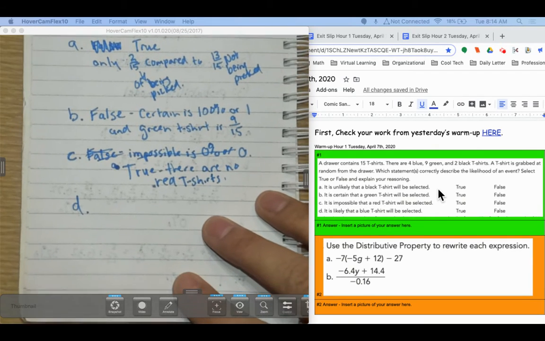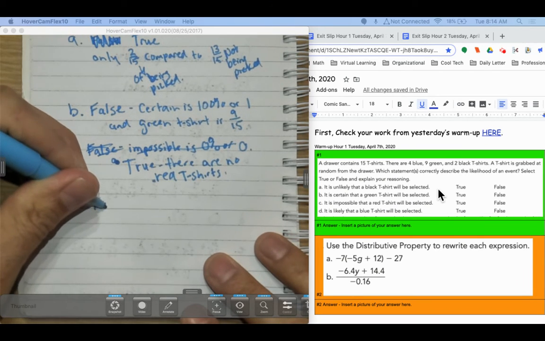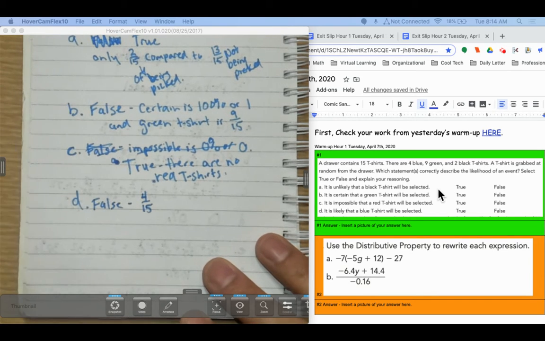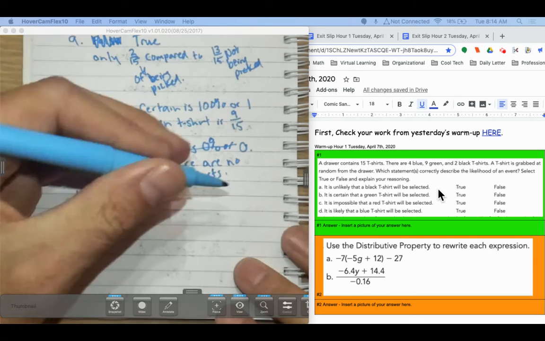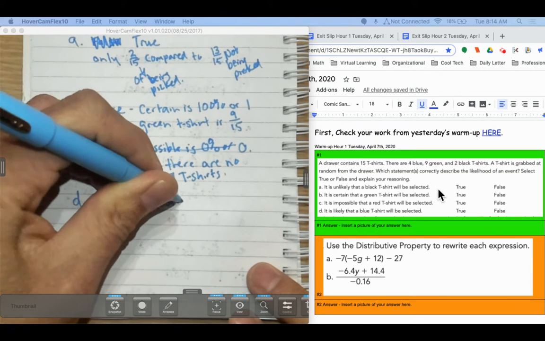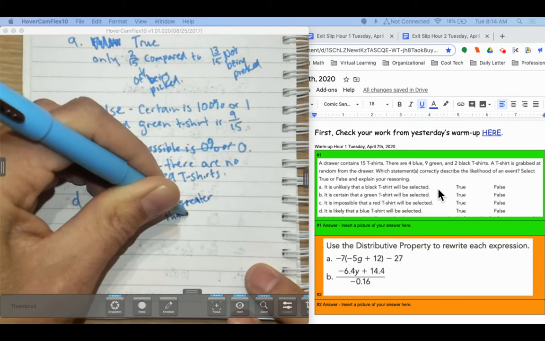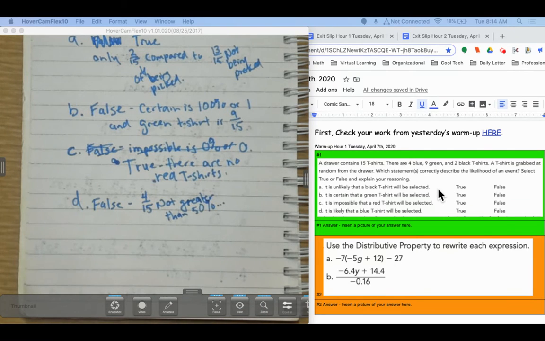D. Can you tell it's early for me? It is likely that a blue t-shirt will be selected. I'd say false. So it's 4 out of 15, which isn't likely. Likely, I'd like to say, is greater than 50%. So not greater than 50%. It's definitely more likely that a green t-shirt is going to be picked.